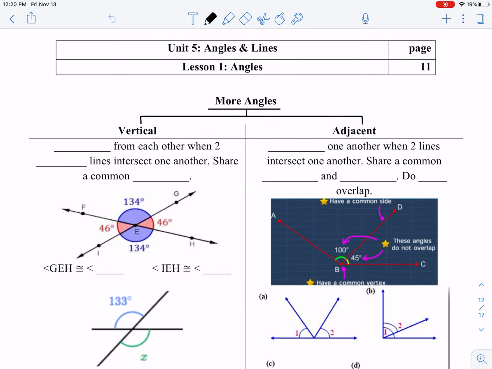The next set of angles we're going to look at are vertical angles and adjacent angles. This video is specifically going to focus on vertical angles and what they are. They are across from each other. Okay. When two straight lines intersect and they share a common vertex.